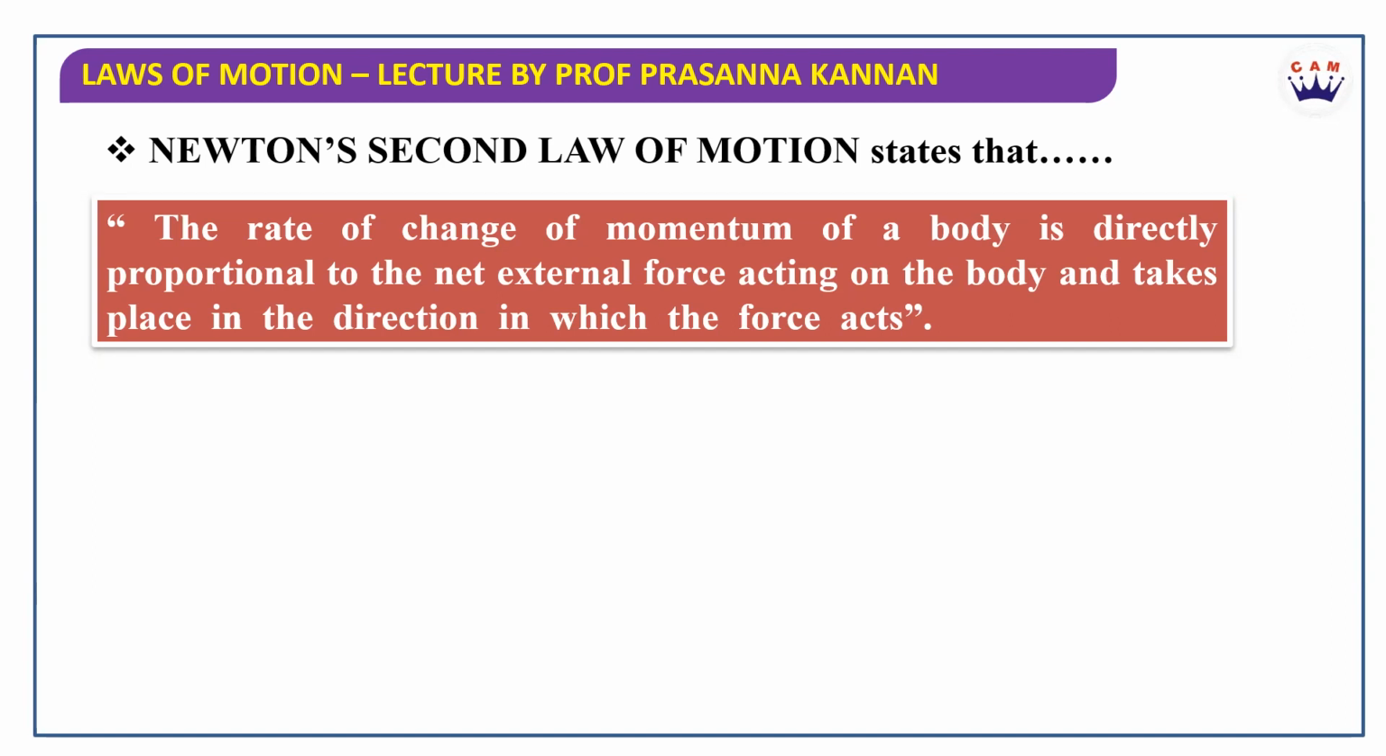What is dP by dt? Rate of change of momentum with respect to time. So net external force is directly proportional to the rate of change of momentum with respect to time. Rate of change of momentum of a body is directly proportional to the net external force acting on the body. And what is the direction? It takes place along the direction of the force, because momentum is a vector. Force is also a vector.